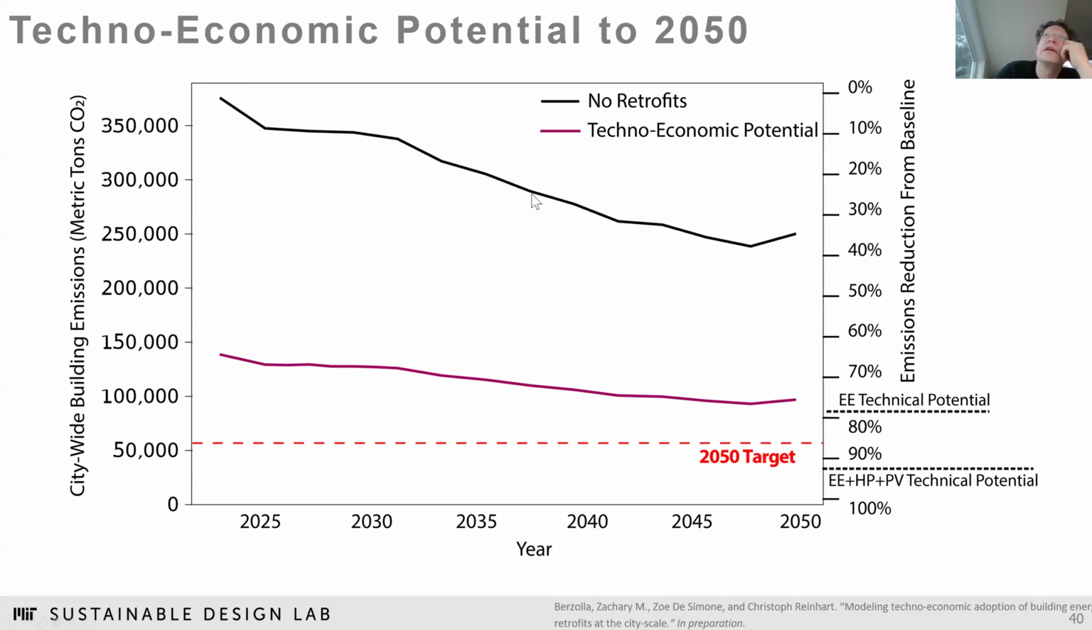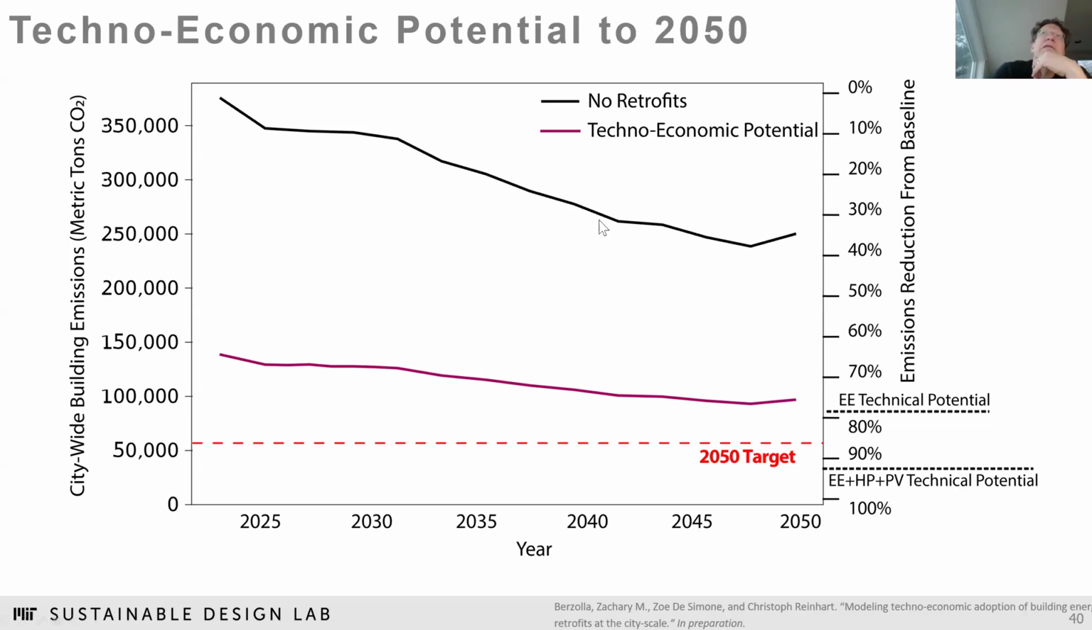And what you see here, if there are no retrofits, the carbon emissions are still going to fall. The reason for that is that the grid is projected to decarbonize over time. So just by doing nothing, by having cleaner electricity, these emissions are going to fall.